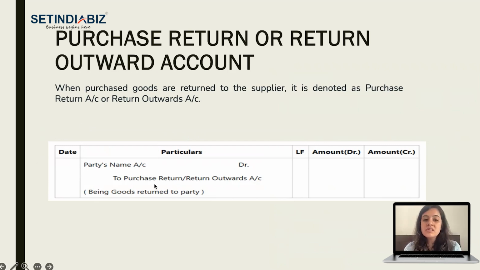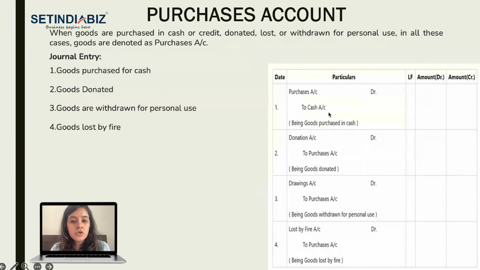Now, whatever is the supplier's name, that will be debited. Supplier account debited to purchase return or return outward account. See, whenever we were making purchase, it was purchases account debited to cash. Or if I was purchasing on credit, it was for cash. If suppose I purchased goods on credit, if my supplier name is supplier A, the entry would be purchases account debited to supplier account.